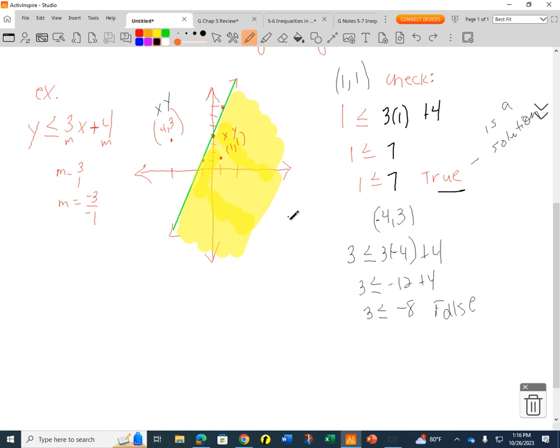All right, so here's some things we need to know. When the symbol is less than or equal to or greater than or equal to, we graph a solid line. So here, less than or equal to, I used a solid line. But if it's not or equal to, if it's just less than or greater than, we graph a dotted line.